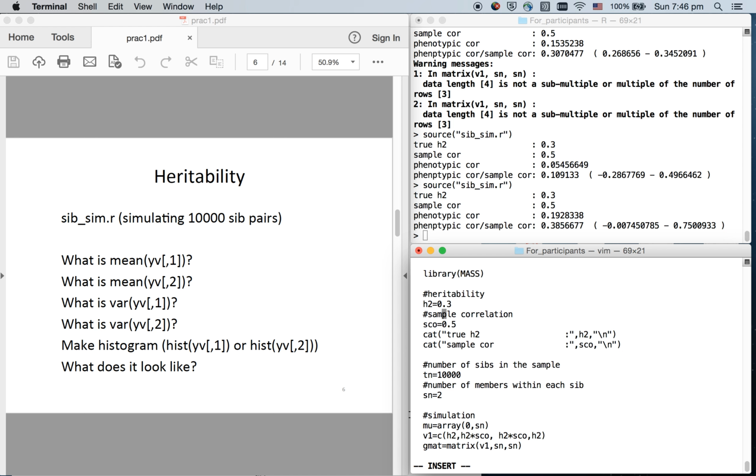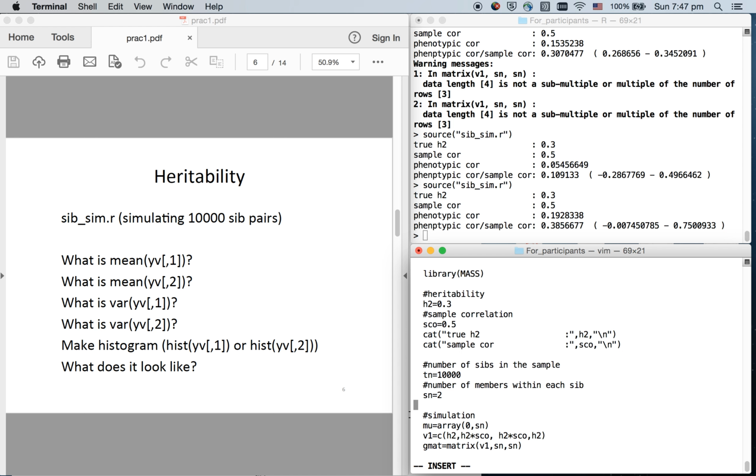So let's go through this code. We simulated heritability as 0.3. This is the true simulated heritability. And sample correlation, first we give 0.5. So this is like full sibs or DZ twins. From this, we know what the true heritability is, right? That's what we simulated, and the sample correlation is 0.5. So this is just to compare your estimation and the true heritability.